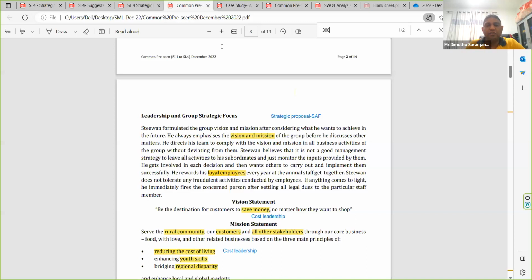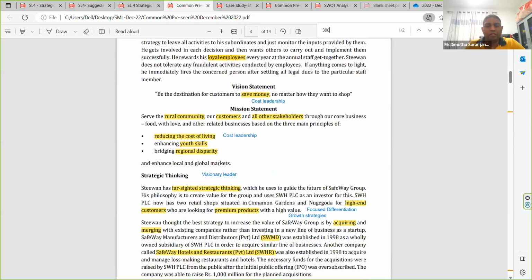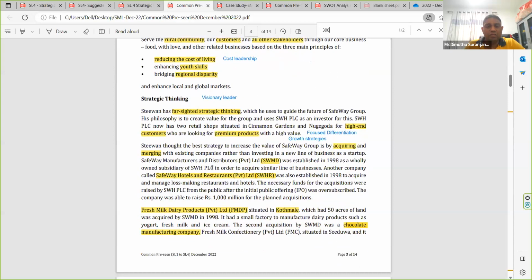He's having a task orientation also. He's worried about the vision and mission, no? At the same time, he's treating his employees also. But there is less information about other things.